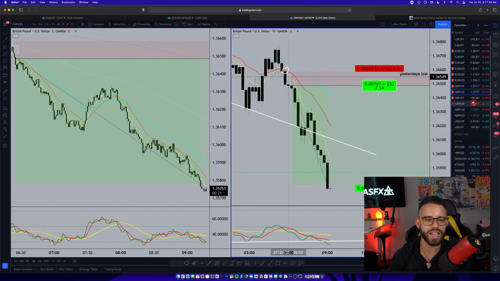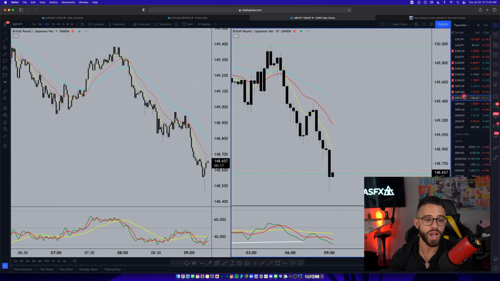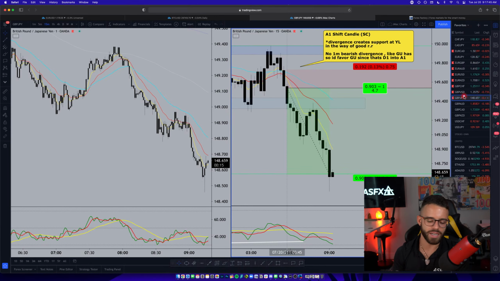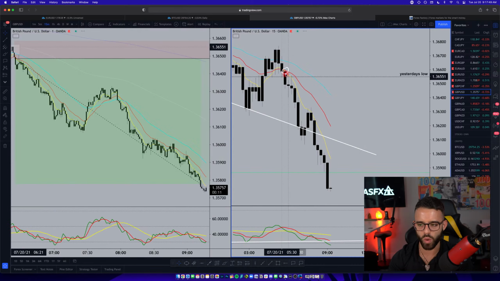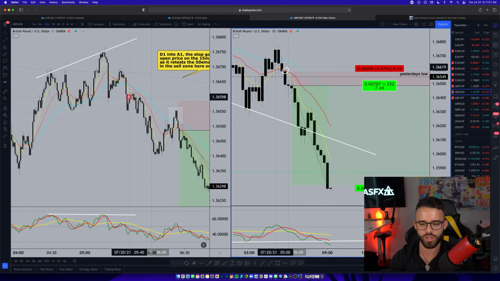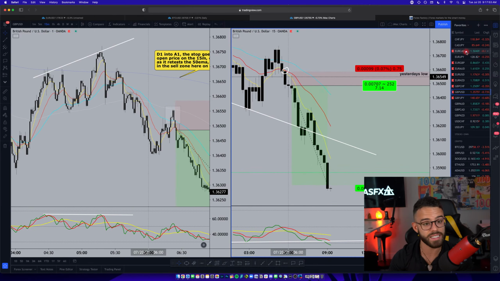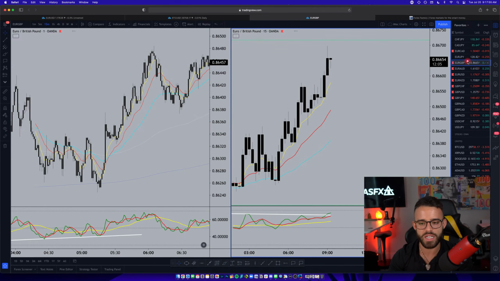But I think the trade of the day, it's either EG, GU, or GJ. Really, GU and EG are the 2 that I like the best. You got D1 into A1 on both of those trades. Remember, you got 15-minute A1 shift candles. You got 1 minute divergence. You've got 1 minute retests for that safe entry that we talked about in the D1 deep dive.